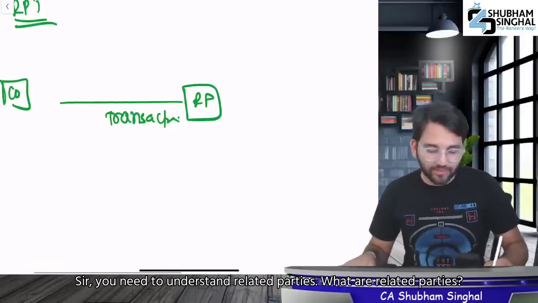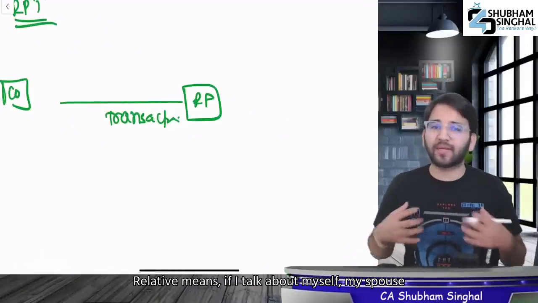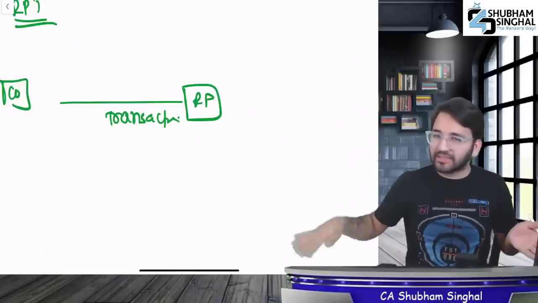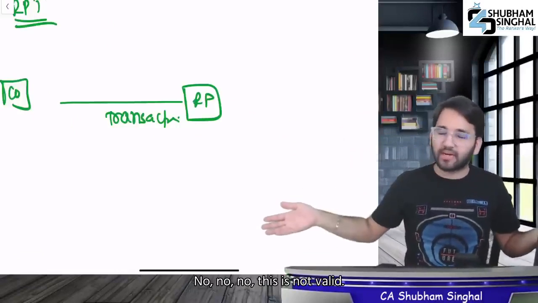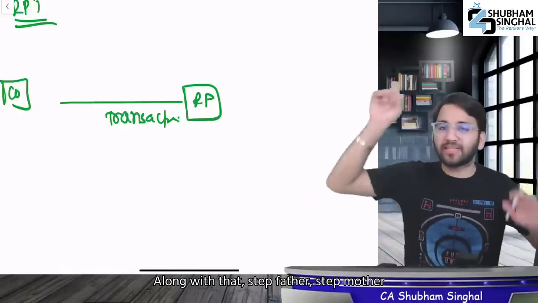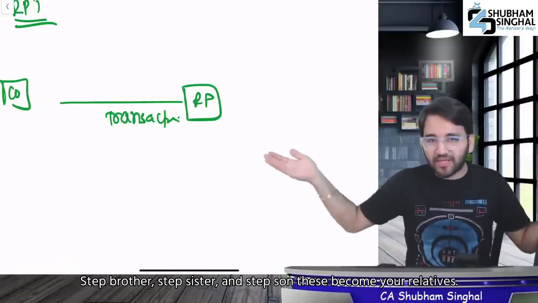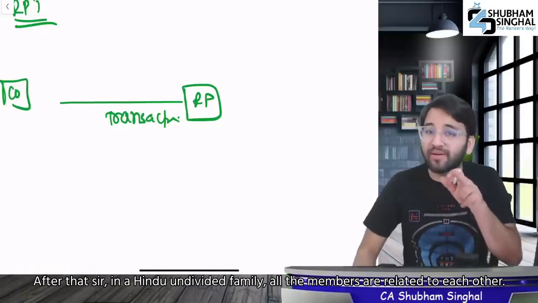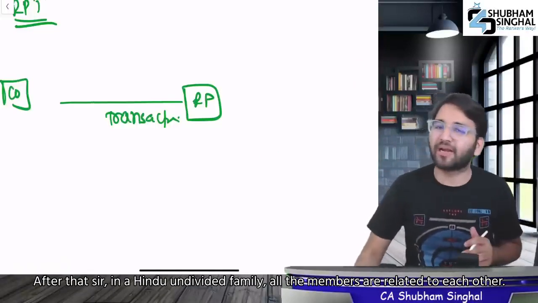To understand related parties, you must understand relatives. Relative means my spouse, father, mother, brother, sister, son, daughter, son's wife, daughter's husband. These are your relatives. Also stepfather, stepmother, stepbrother, stepsister, and stepson become your relatives. After that, in a Hindu undivided family, all members are related to each other.